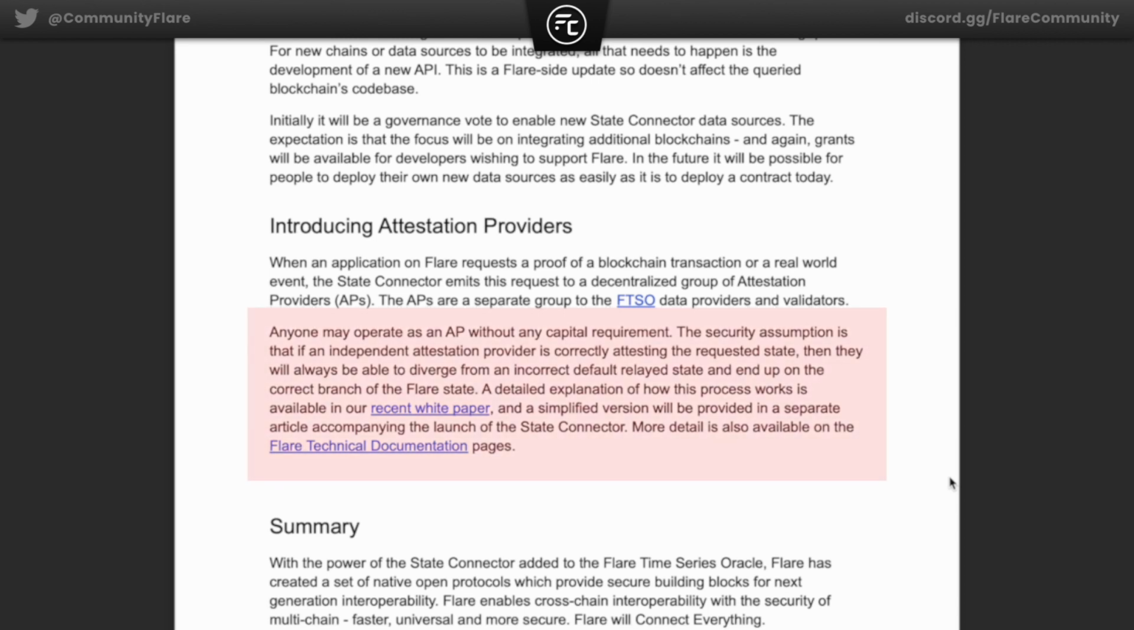Anyone may operate as an attestation provider without any capital requirement. The security assumption is that if an independent attestation provider is correctly attesting the required state, then they will always be able to diverge from an incorrect default relayed state and end up on the correct branch of the Fleur state. A detailed explanation of how this process works is available in the Layer Cake white paper. And again, there is going to be a simplified version coming soon.